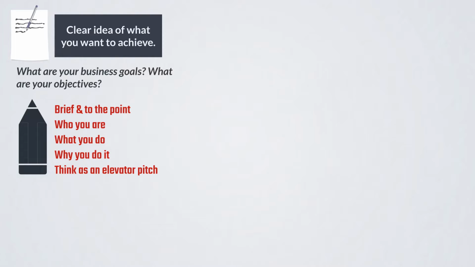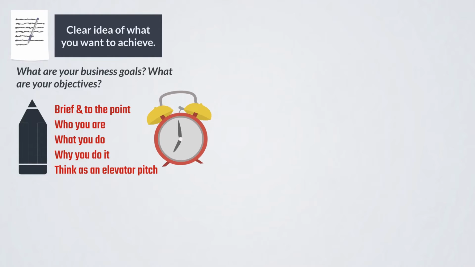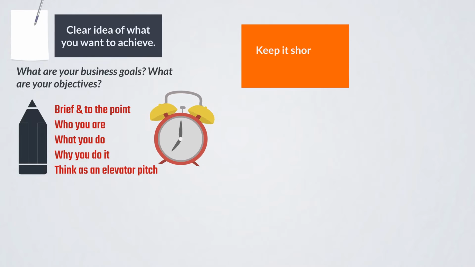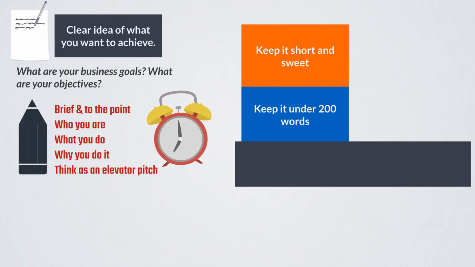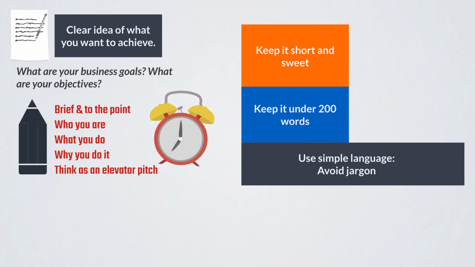When writing your company description, keep the following tips in mind. Keep it short and sweet. As we mentioned before, your company description should be brief. Keep it under 200 words if possible. Use simple language. Avoid jargon and technical terms. You want anyone who reads your company description to understand it, regardless of their level of expertise.